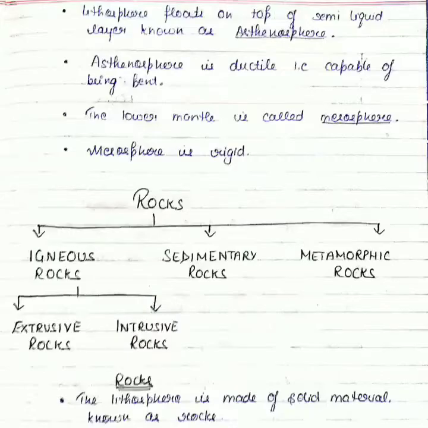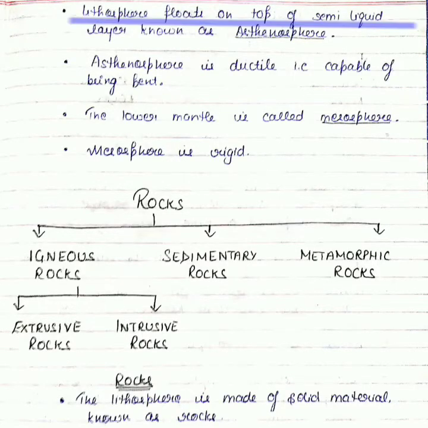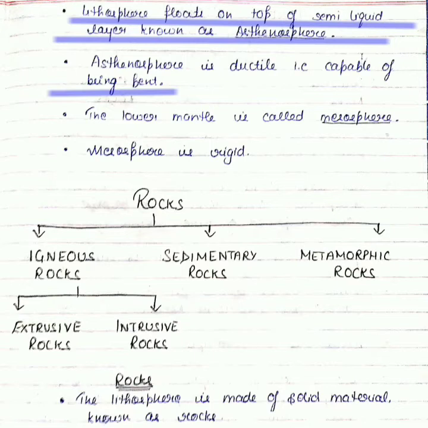The next layer is asthenosphere. The lithosphere floats on the top of a semi-liquid layer known as asthenosphere. Asthenosphere is ductile. That means it is capable of being bent. The lower mantle is mesosphere. Mesosphere is rigid.